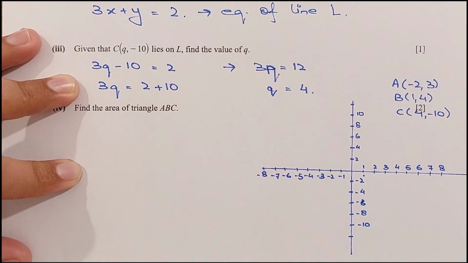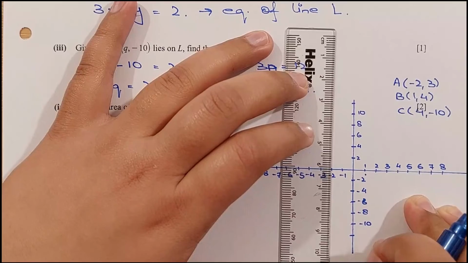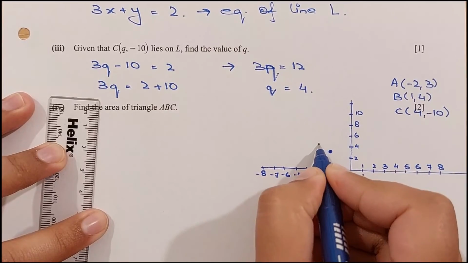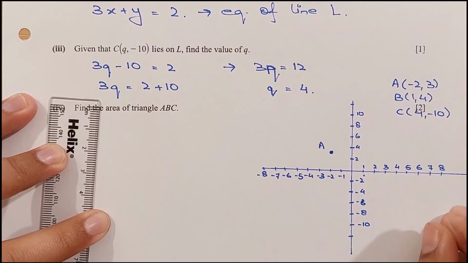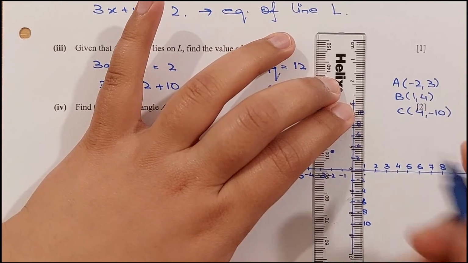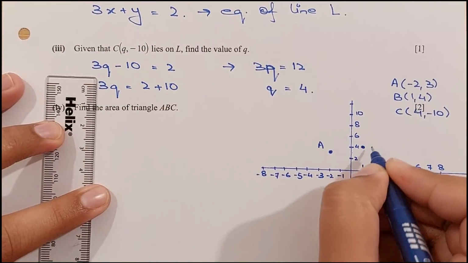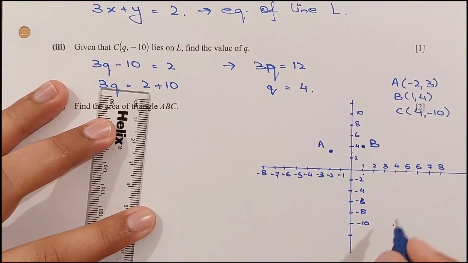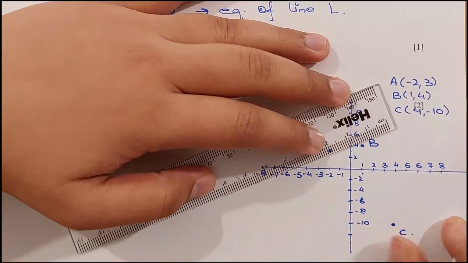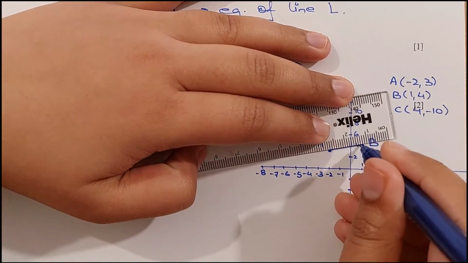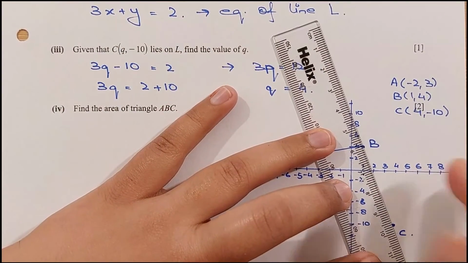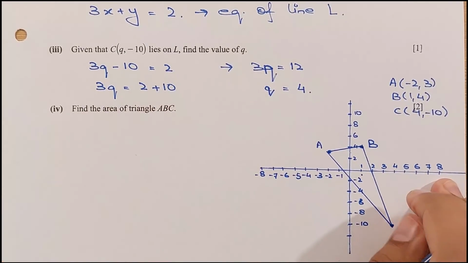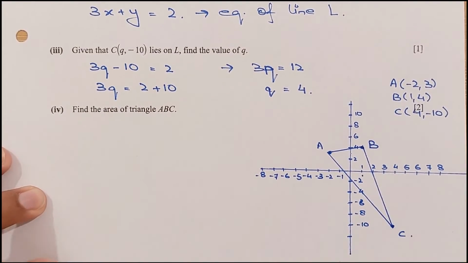So A is x minus 2 and y 3. Let's say this is my A. Then B is 1, 4, so x is 1 and y is 4. We have B over here. And C is 4, negative 10: x is 4 and y is negative 10. This is my C, right? Let me draw this triangle ABC, A to B and then B to C. We also have the midpoint of AB.